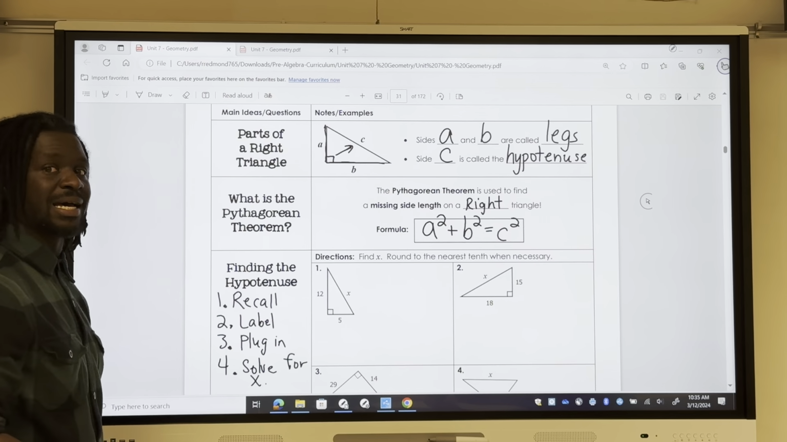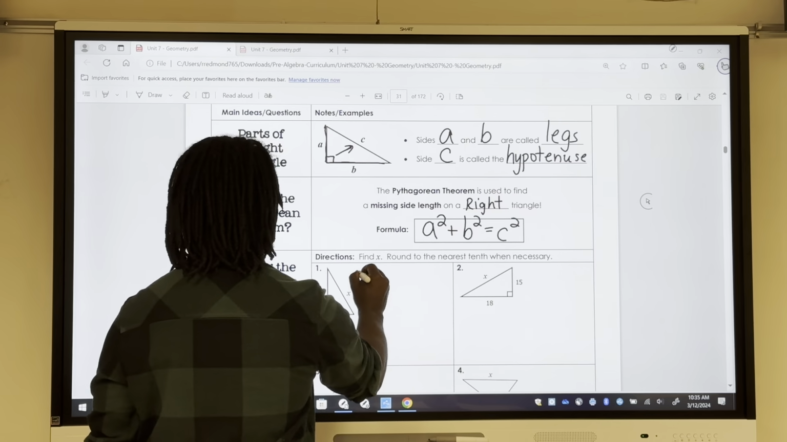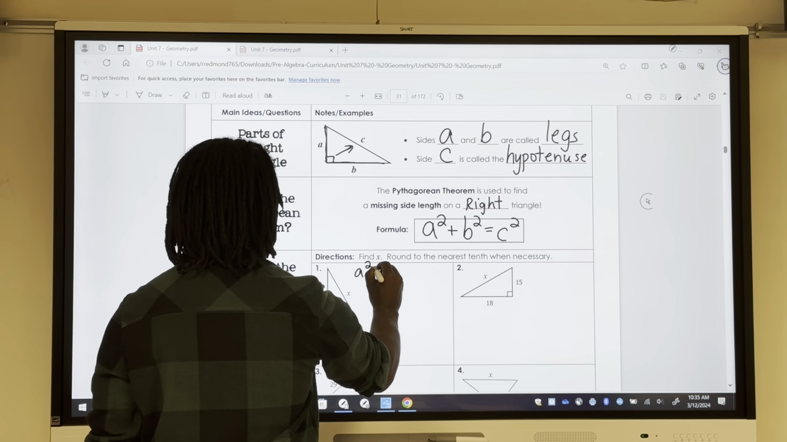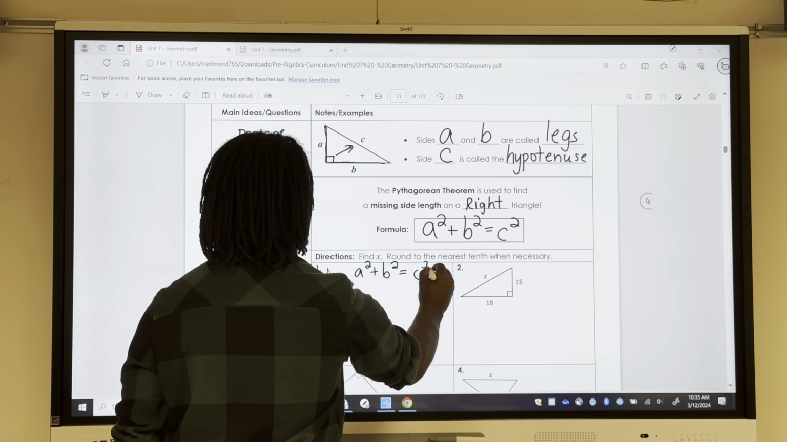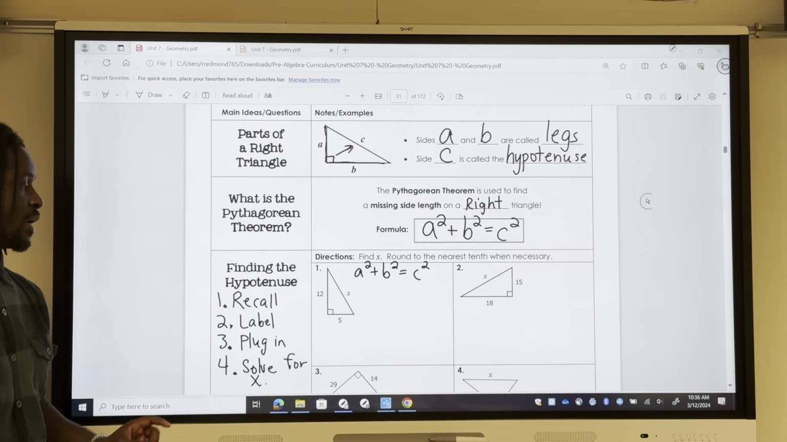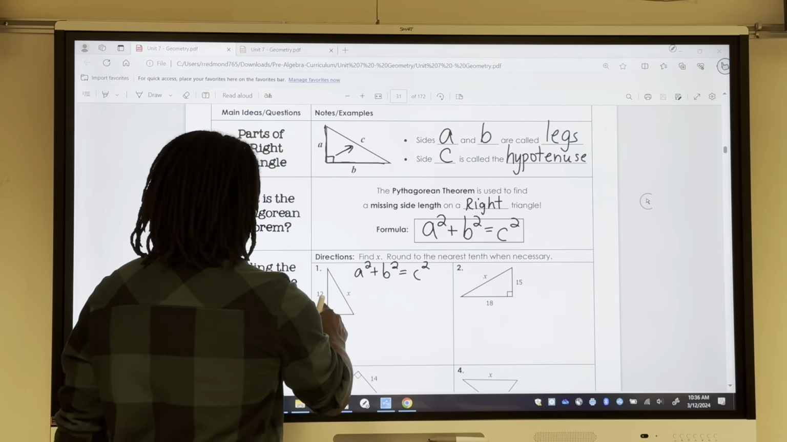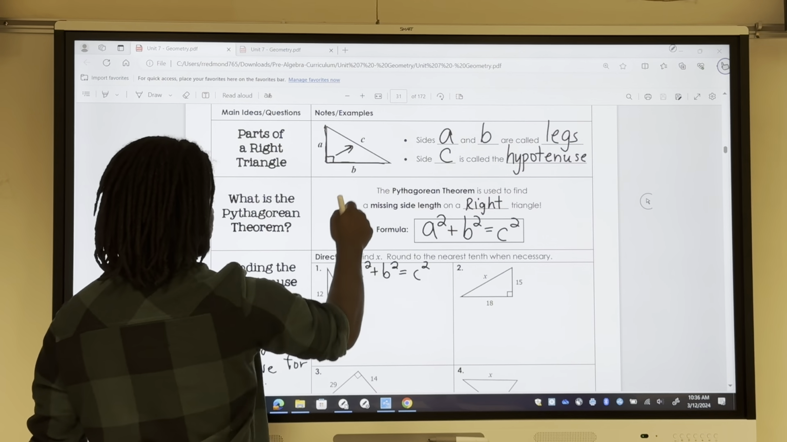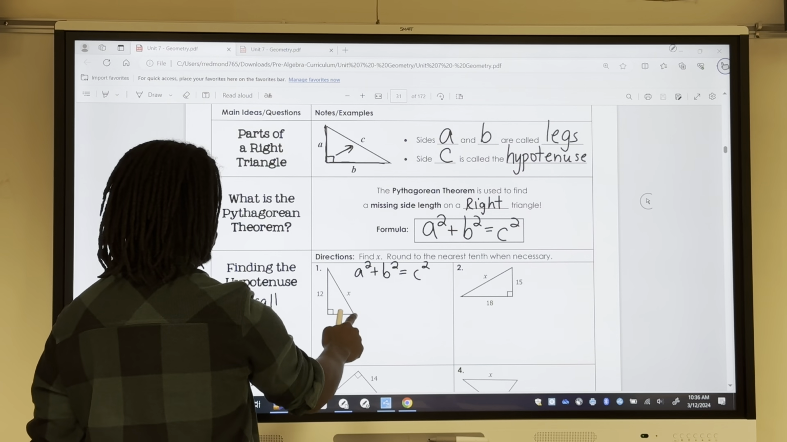Okay, so let's walk through these steps. Step 1, we're going to recall what the formula is. Again, for a right triangle, the Pythagorean theorem is a squared plus b squared equals c squared. Okay, so that's the formula. Step 2 is we're going to label them. Again, I want you to remember we're labeling what is a and what's b. A and b always come together to form the right angle.